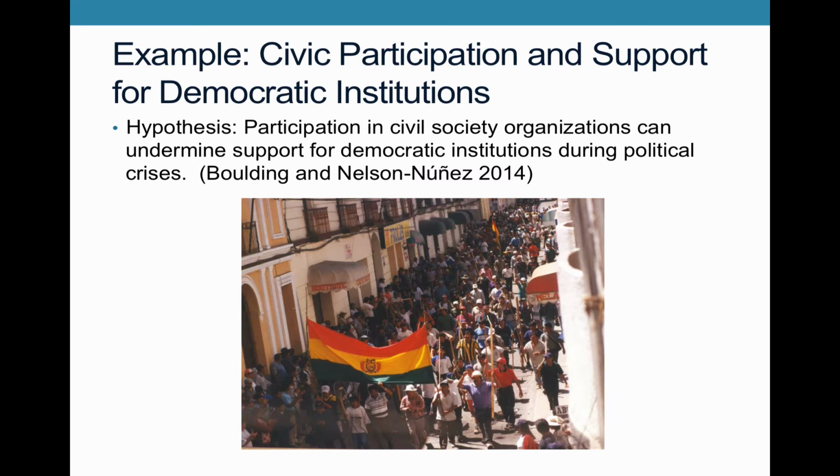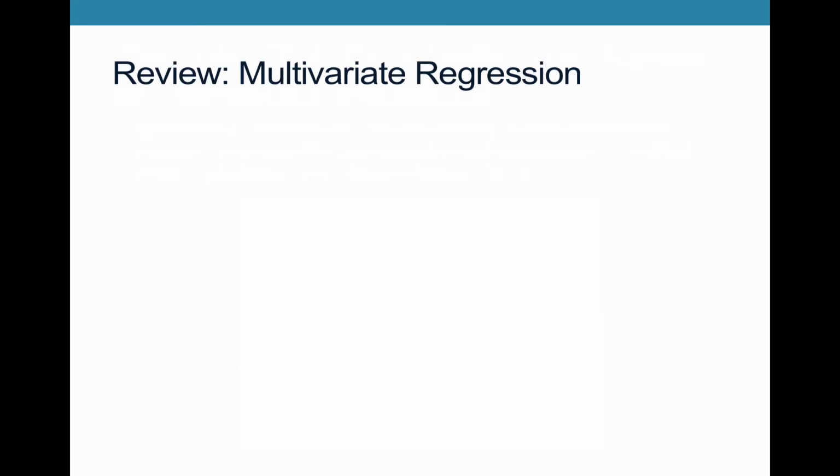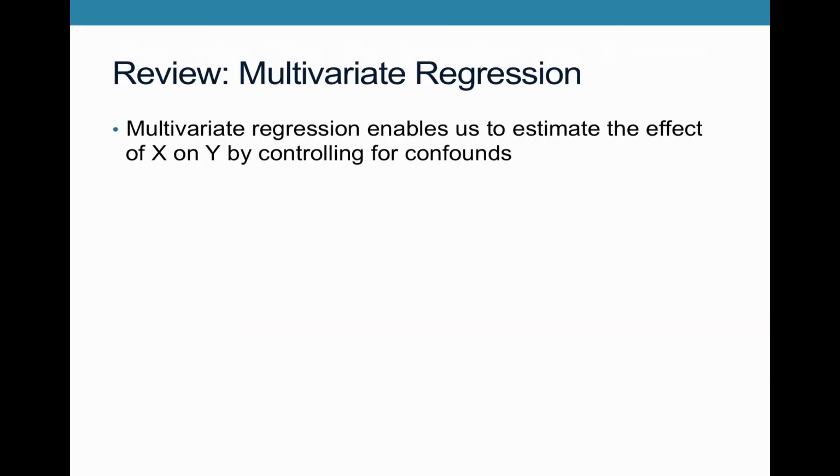causal relationship. Remember, for multivariate regression, we're trying to estimate the effect of x on y by controlling for confounds. Bivariate regression just looks at the effect of x on y, but maybe there are other factors out there, other potential confounds that make the relationship between x and y appear spurious. That's why we want to move to multivariate regression.